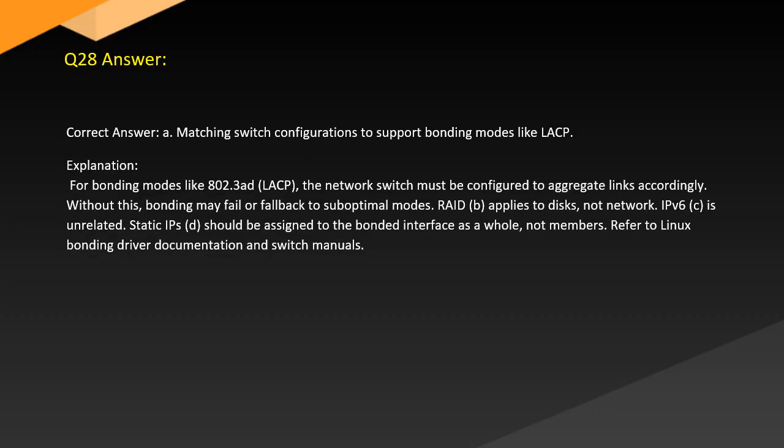Answer. Correct answer: A. Matching switch configurations to support bonding modes like LACP. Explanation. For bonding modes like 802.3ad and LACP, the network switch must be configured to aggregate links accordingly. Without this, bonding may fail or fall back to suboptimal modes. RAID, option B, applies to disks, not network. IPv6, option C, is unrelated. Static IPs should be assigned to the bonded interface as a whole, not to members. Refer to Linux bonding driver documentation and switch manuals.